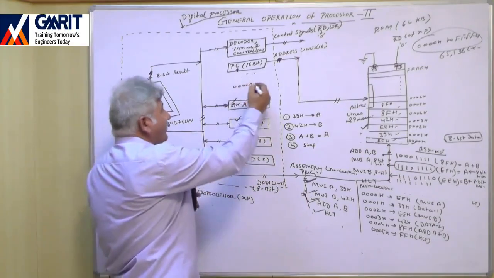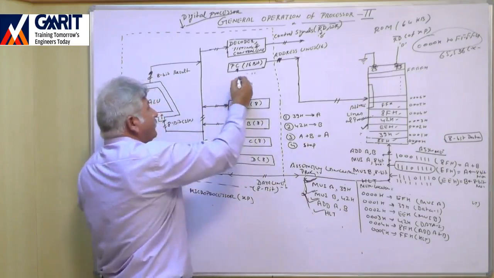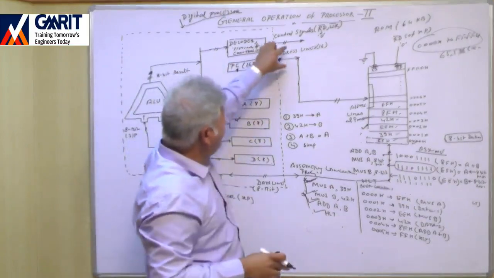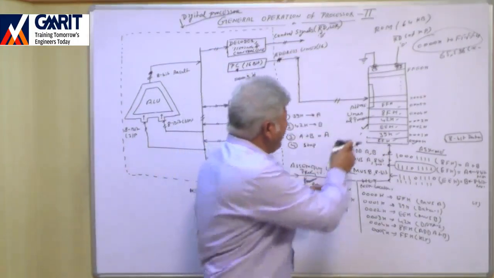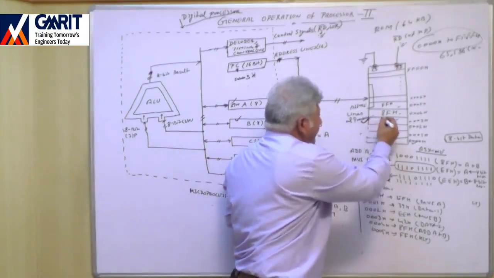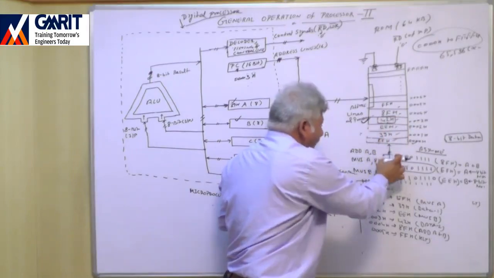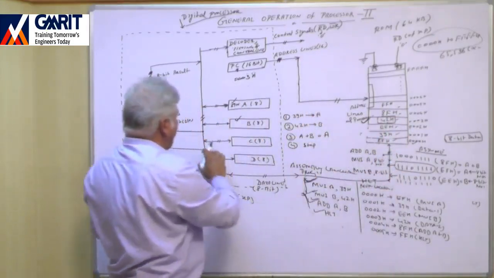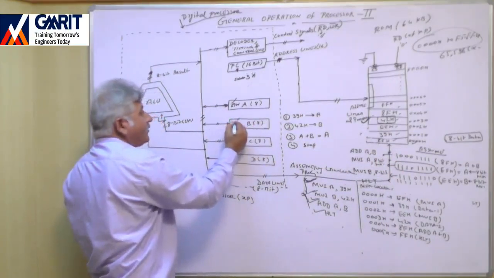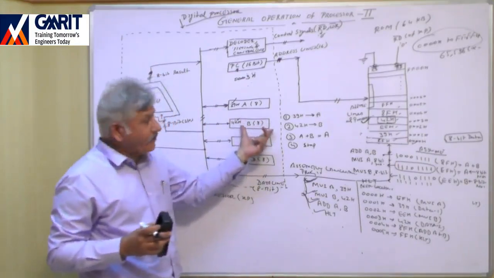Now after this, PC is again incremented by 1, so this will become 0003H. Now the 0003H address is available here, which means this location is activated. At this location, whatever the data is, that is 42H, it is available over the data line. It will enter inside the processor and this time it will go to register B only. So in register B we have 42H. So this instruction is also executed.